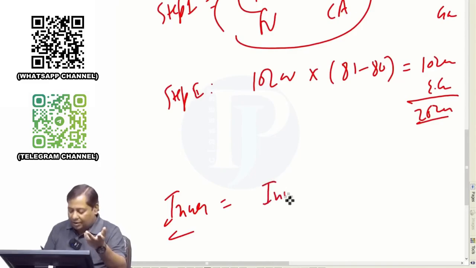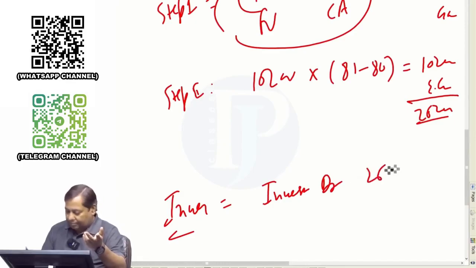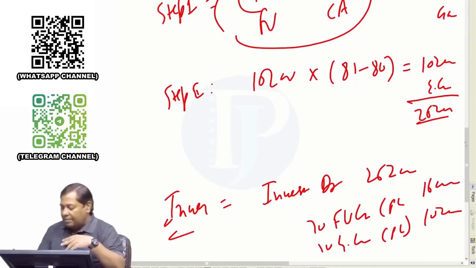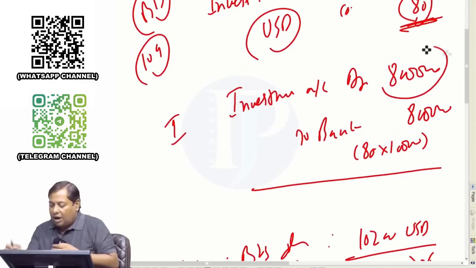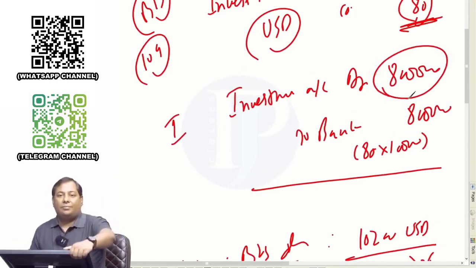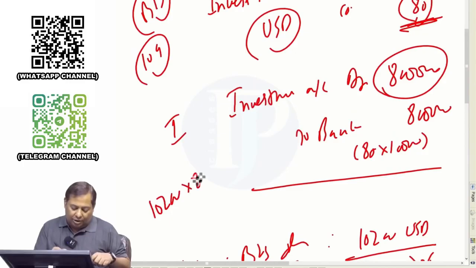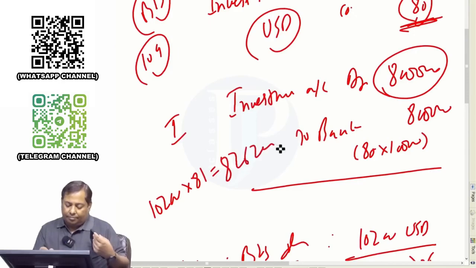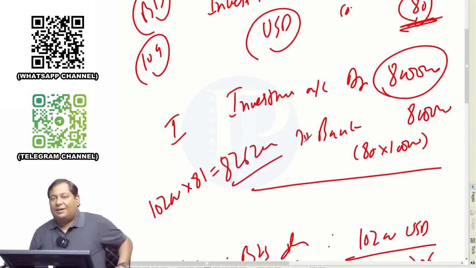First you will pass the entry. Investment account debit 26,200, okay? So the fair value gain as well as the exchange gain will go to P&L. It is 16,000, it is 10,200. So the current balance sheet shows an investment of 8,26,200 and not of 8 lakhs. You can check that 10,200 into 81 is giving 8,26,200. So this is how I taught you to break up and how to segregate. Got it?